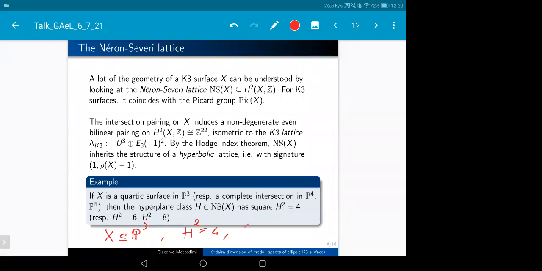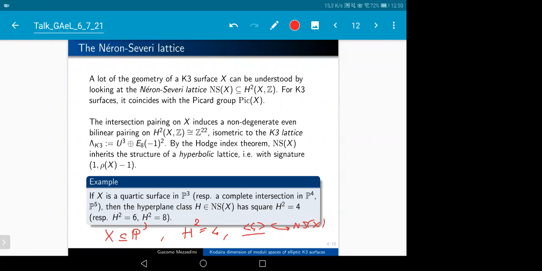We can say that there exists an embedding of lattices like this. Now I'll explain what I mean by this. By this 4, I mean just the rank 1 lattice spanned by one vector of self-intersection 4. And with this arrow, I mean that there exists an embedding, so an injective map of groups that preserves the bilinear pairing. And what is the advantage of this?